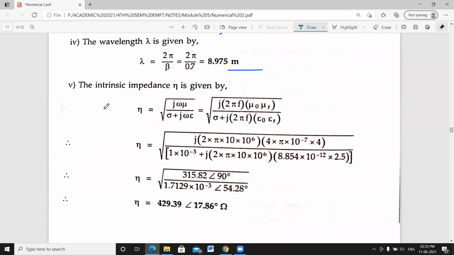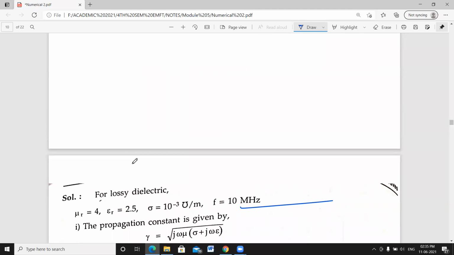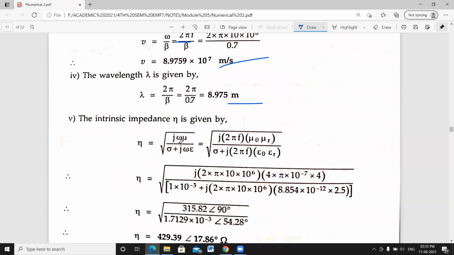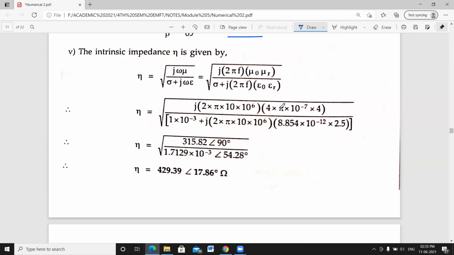Then intrinsic impedance. For which medium we are solving is very important. For a lossy dielectric, I can substitute here as square root of j omega mu divided by sigma plus j omega epsilon. Then go on substituting for each and every value. Then we'll be getting eta as 429.39 with an angle of 17.86 degrees ohms. This is about eta.